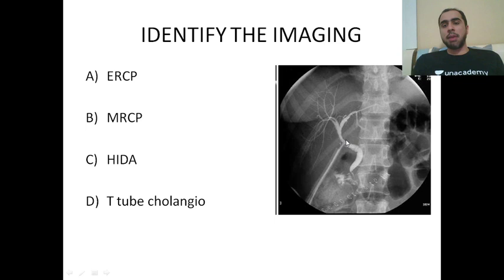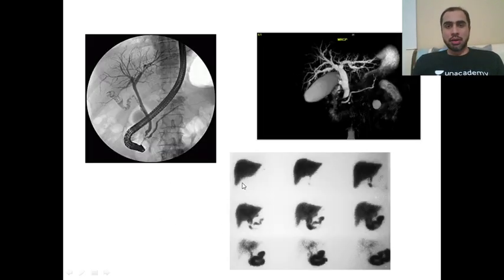Alright, a very important image. Remember the T-tube cholangiogram. A cholangiogram in this case is basically an X-ray. So you will see these bones and the ribs. That is how this cholangiogram is configured. I will show you the other grams.